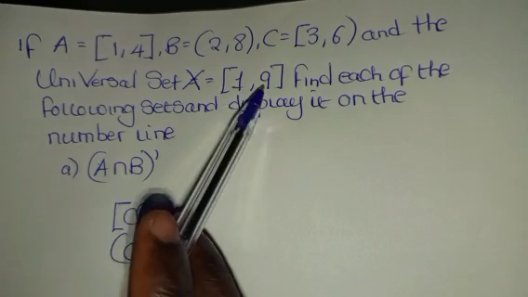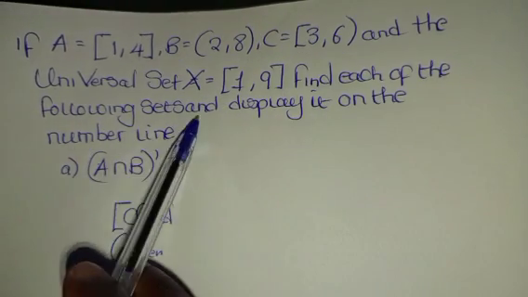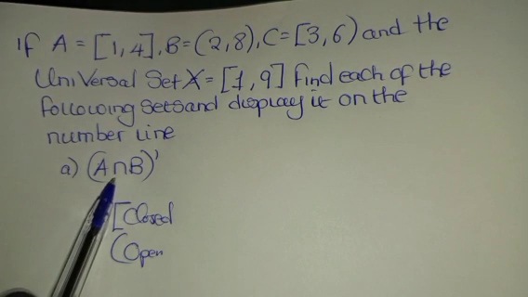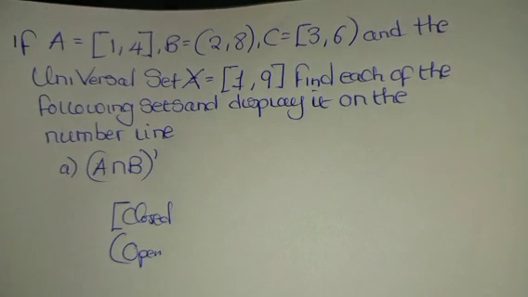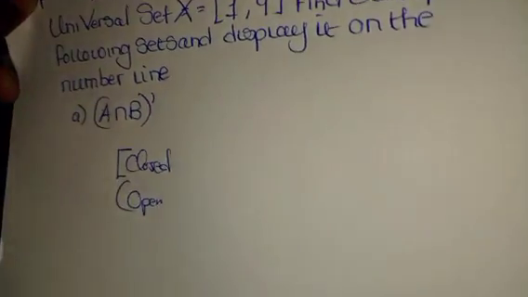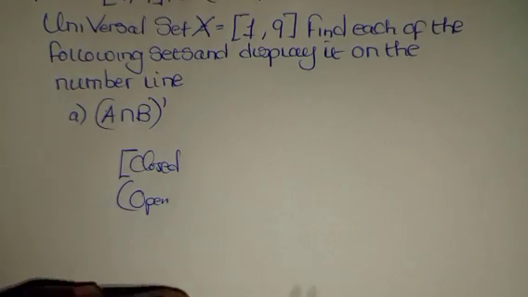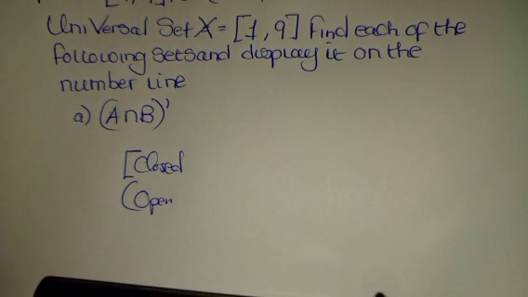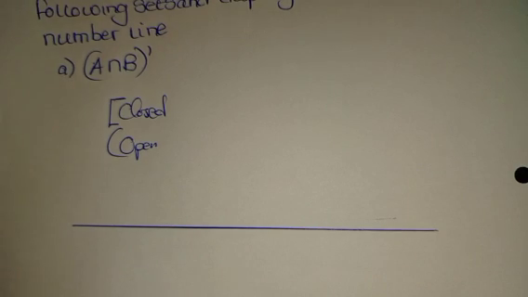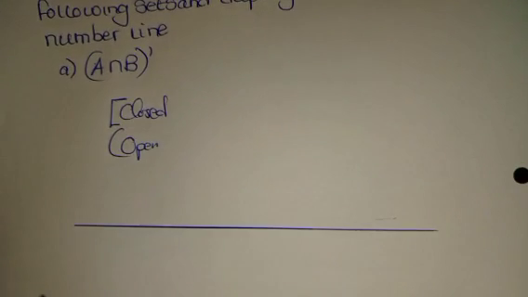And the universal set is that. Find each of the following sets and display it on the number line. So for you now to be able to interpret A intersection B on the number line, what you will do first is draw a number line to help you understand what you are trying to do here. So we have drawn our number line. Then we need to plot first the universal set.